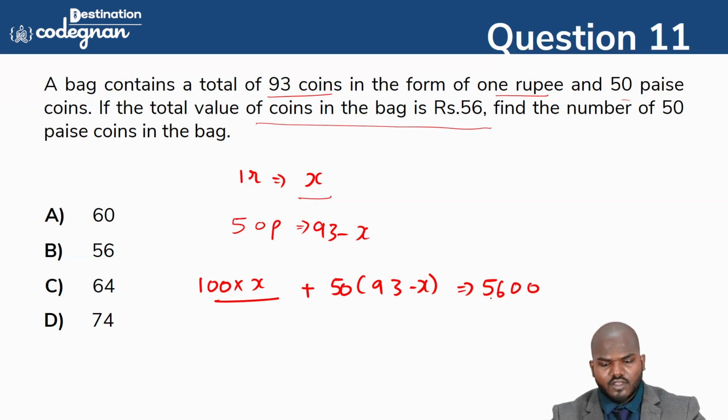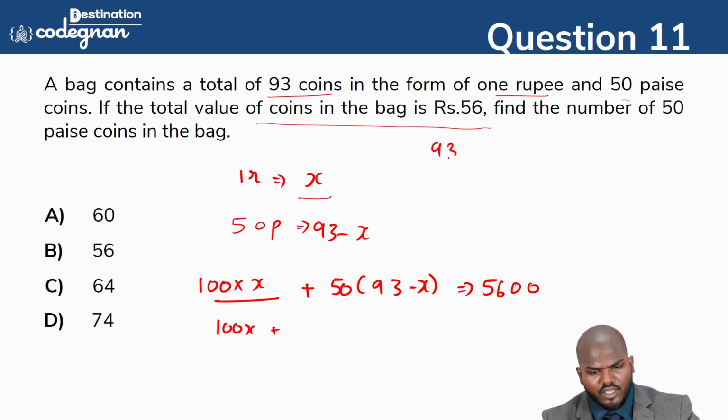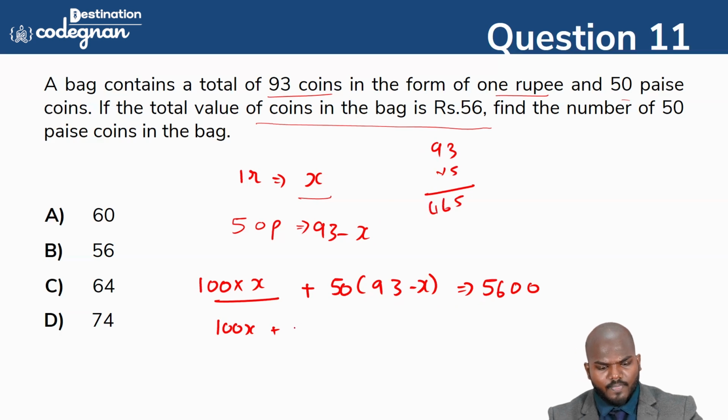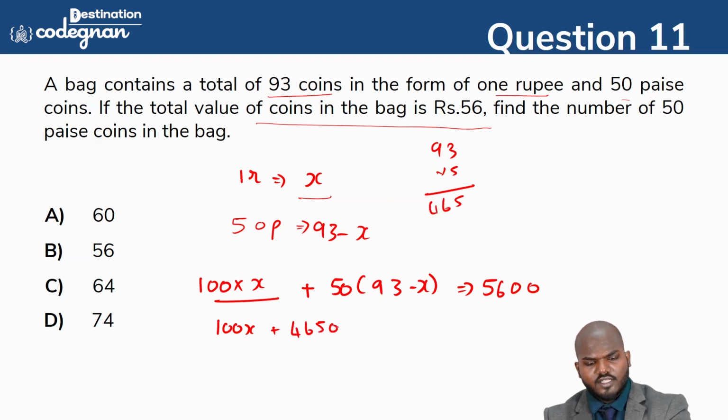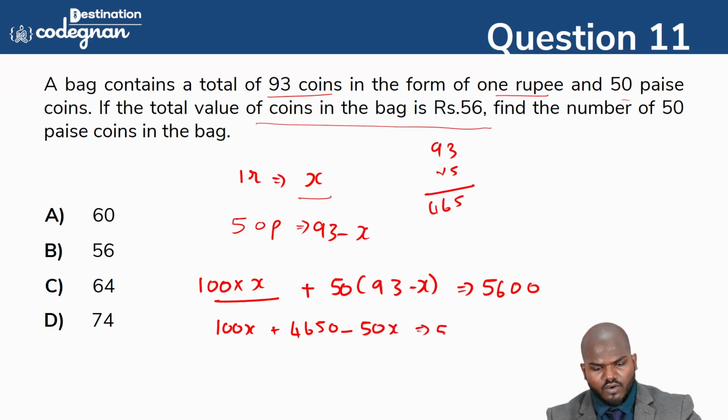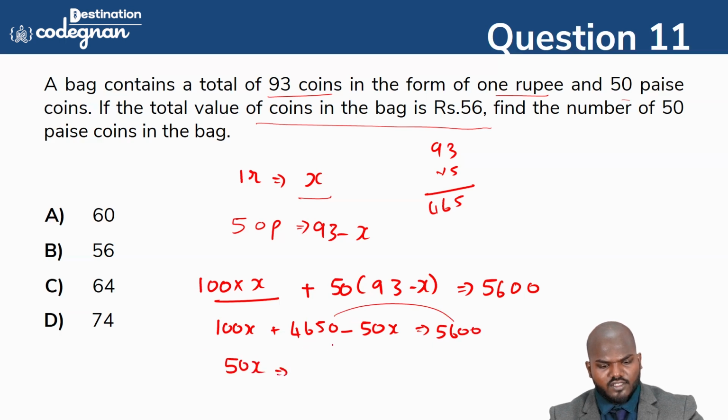Okay. So you can write it as 5600. It will give you the value 100x. This will give you 50 times 93, which will give you some value. In terms of 93 times 5, you can call it 5, 45, 4650. Okay, 4650, we will get it here. So minus 50x we will have here, and 5600 you will have. So take the value to this side, it will give you 50x. If you take this side, guys, it will give you the value closely to what?